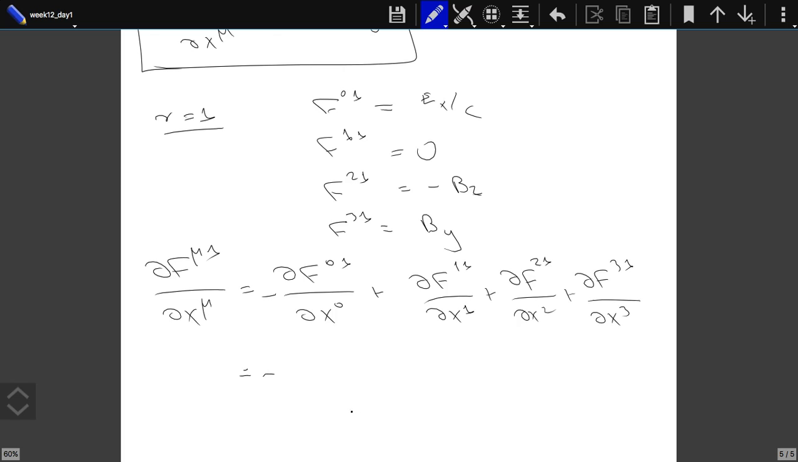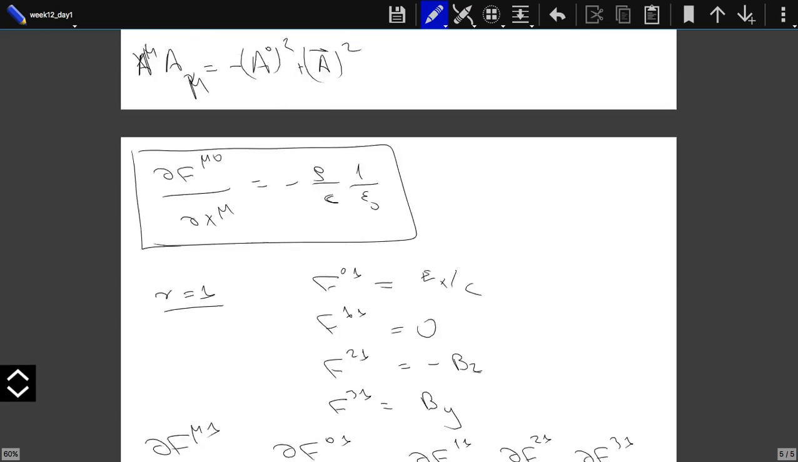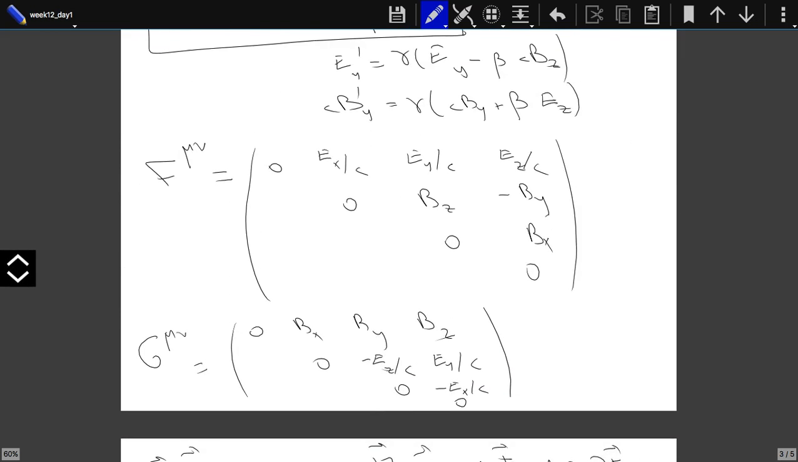Well, x0 is c times t. That's why I have the derivative with respect to x0 is 1 over c times the derivative with respect to t. And there is another c in F01. Sure, I will write all the other terms. This is just the first term. You see, I'm just writing the terms of F explicitly. This is my F10, which is Ex over c. So wherever I see F10, I can just write Ex over c.